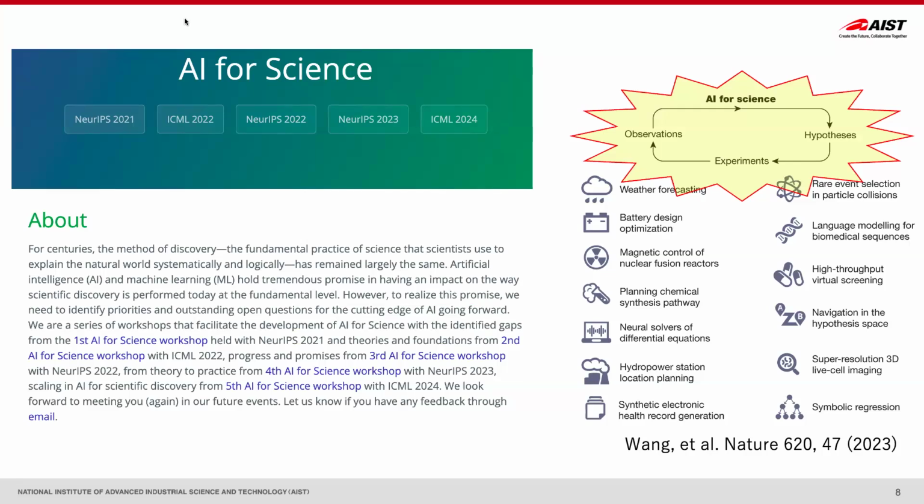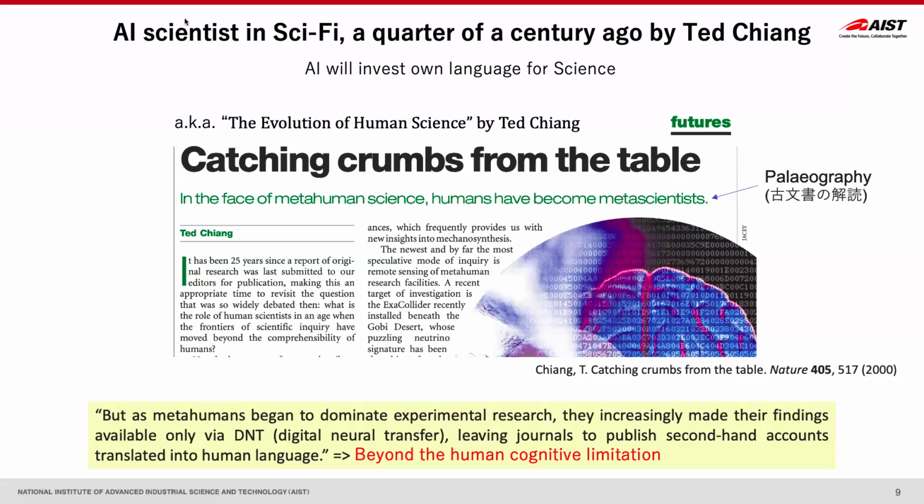And why I'm talking about this is that not just AI, but we should also apply quantum computing for this purpose of science. And very interestingly, a quarter century ago, Nature journal had a one-page sci-fi story in every issue. This one is by Ted Chiang, a famous sci-fi writer. He talked about AI scientists in the future. AI scientists invent many scientific findings, and humans can't understand them because they are really, really smart. That is beyond human cognitive limitation. Whether that will happen or not, I don't know, but we can try.